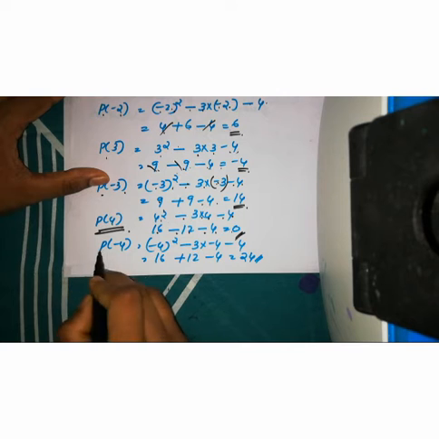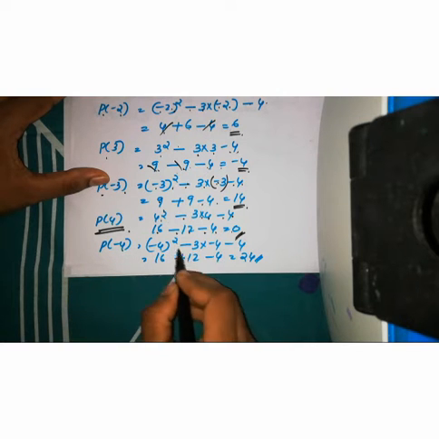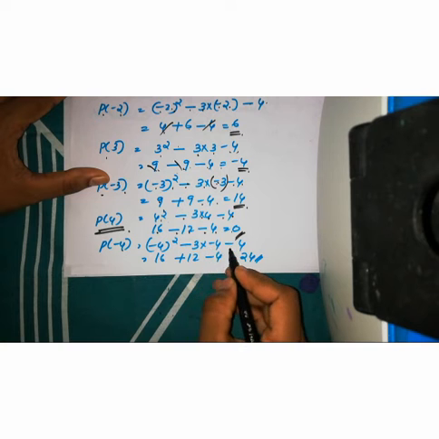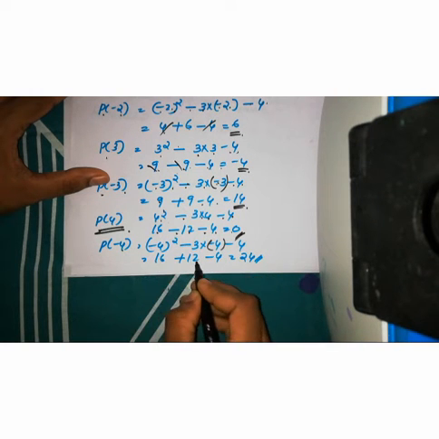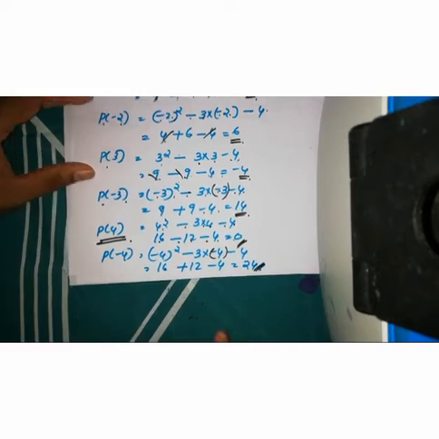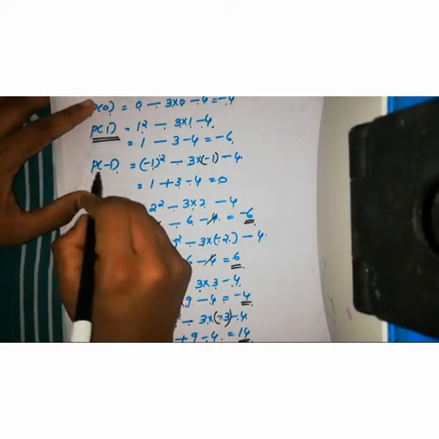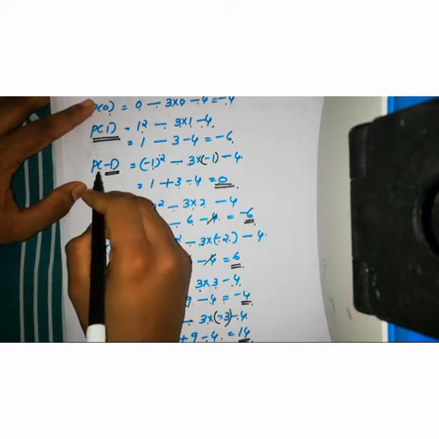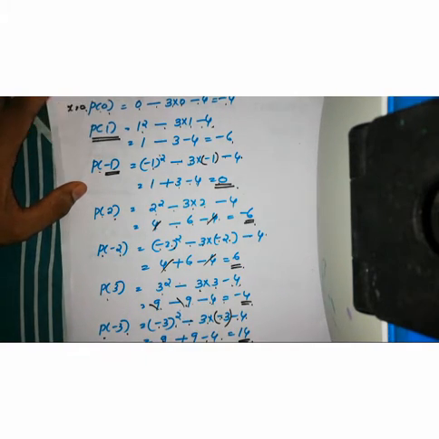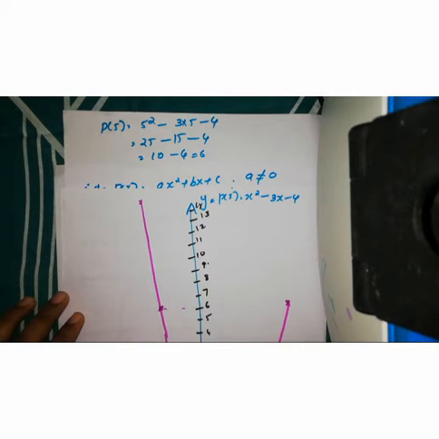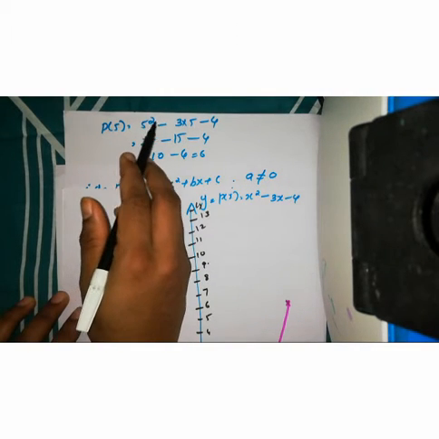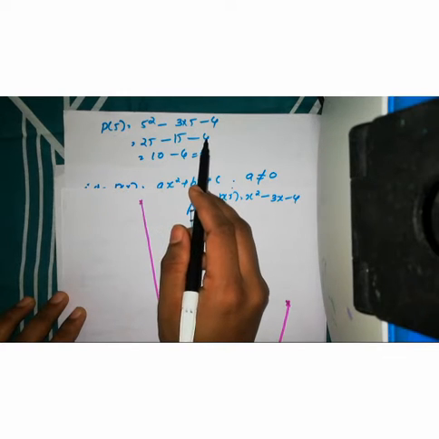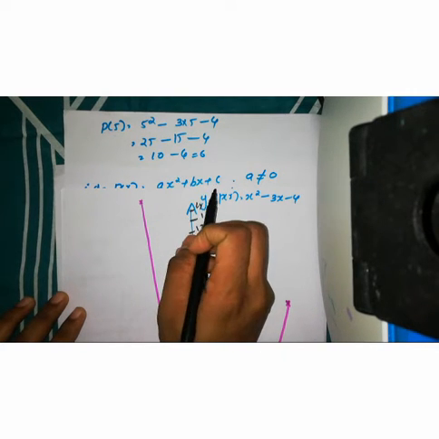Again we have p of minus 4, that is minus 4 whole square minus 3 into minus 4 minus 4, that is 16 plus 12 minus 4, that is 24. And from this also we got p of minus 1. For x equal to minus 1, we got the value p of x is 0. We got another zero. We got 2 zeros here. Clear? Next we are giving x is equal to 5, 5 square minus 3 into 5 minus 4, that is 25 minus 15 minus 4, that's equal to 10 minus 4, that's equal to 6.